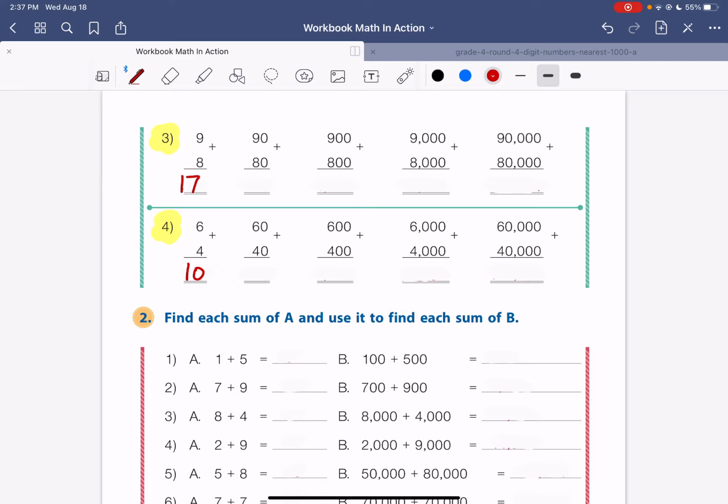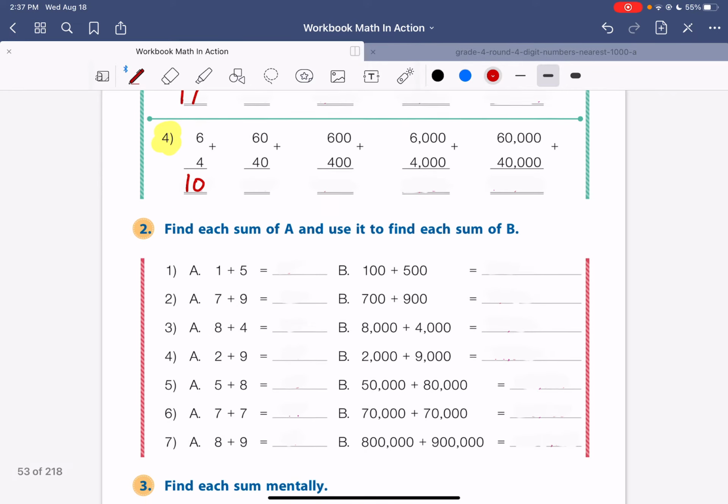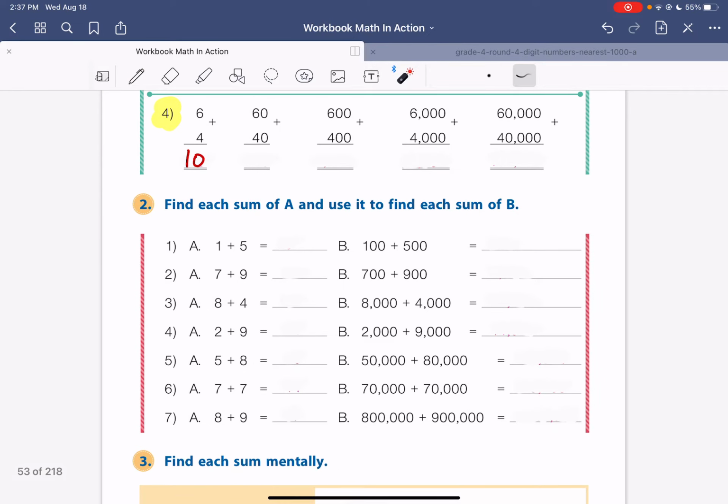Let's take a look at number 2. Find each sum of A and use it to find each sum of B. Knowing A, what do we know about B? In A, 1 plus 5 is 6. How many zeros do we have here? We have 2, so we're going to add 2 zeros.